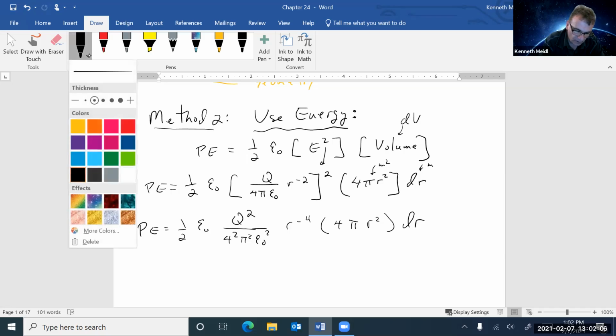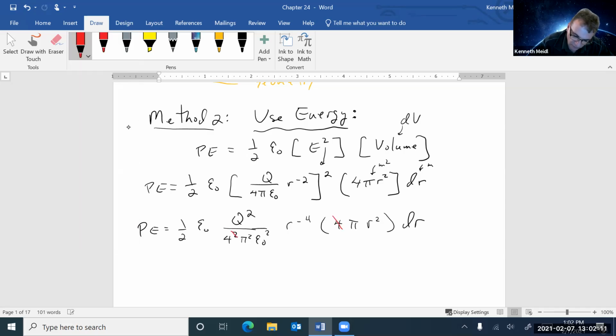And so maybe that 4 there cancels a 4 there. This pi goes away and it takes out a pi there. This epsilon 0 takes out an epsilon 0 there. Okay, and then this right here, that's really the same as 1/r to the 4th, and then I have an r squared here. So this is going to take out 2 of those.